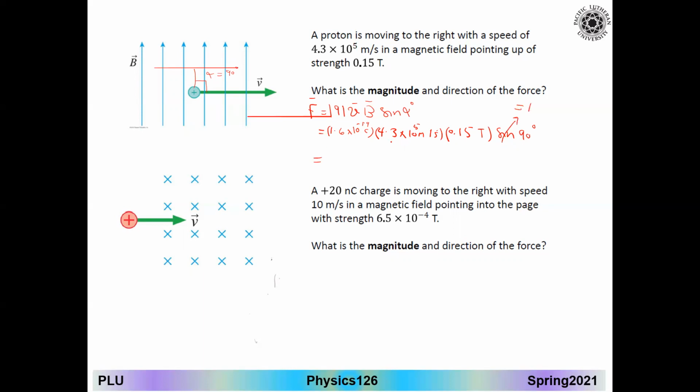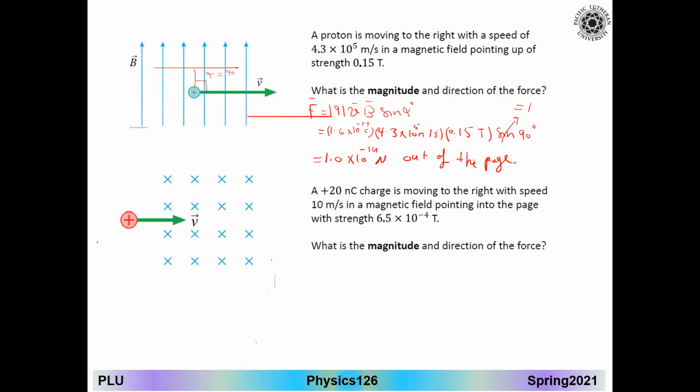So if you plug in those numbers, you will end up with the magnetic force on the order of 10 to the power minus 14. The unit is Newton. And the direction is out of the page. It's just the first example.